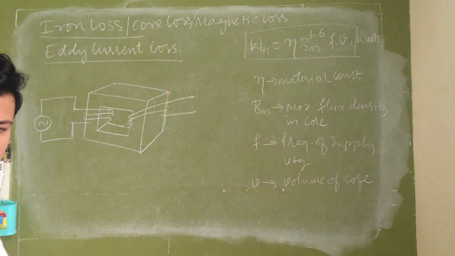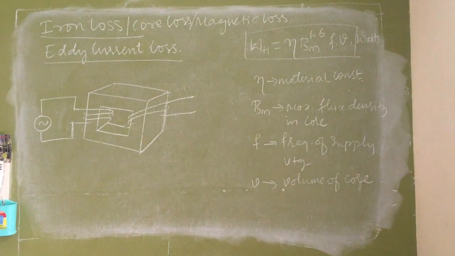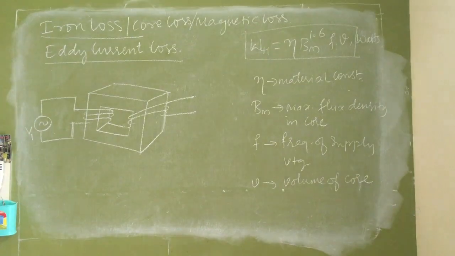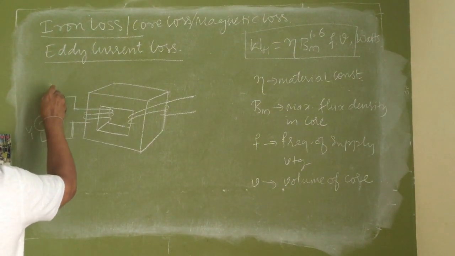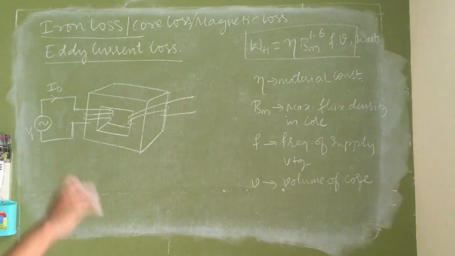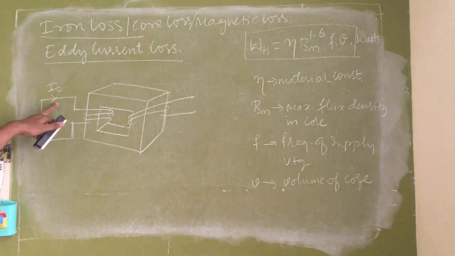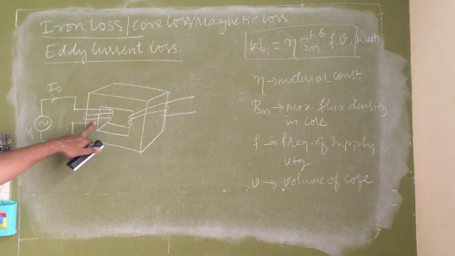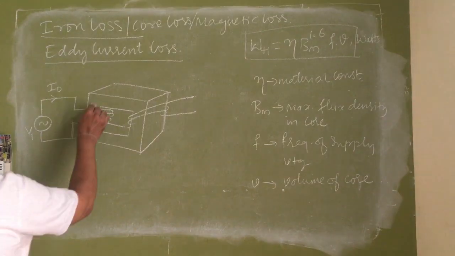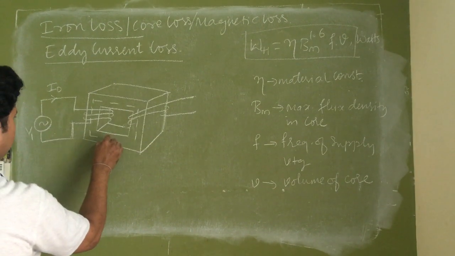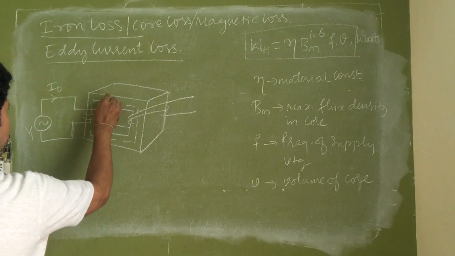So this is a transformer core. The moment I connect the transformer winding to the primary source, or the source voltage, the primary winding will carry the current. Let us take I naught. We will not worry about whether there is load or no load. This current I naught, when it flows through the primary winding, will create a flux. So this is flux phi.